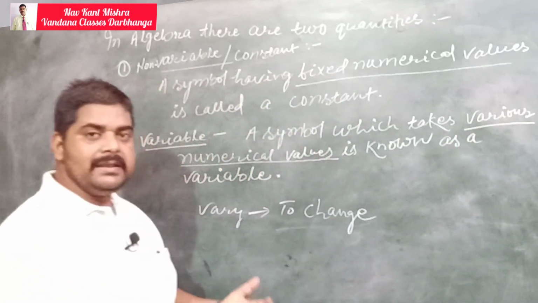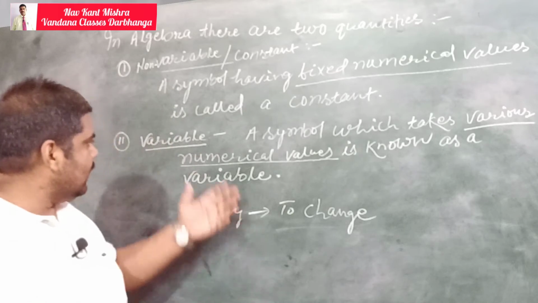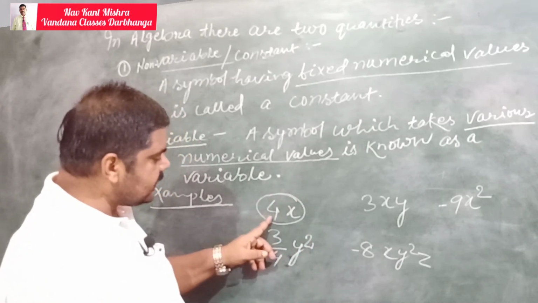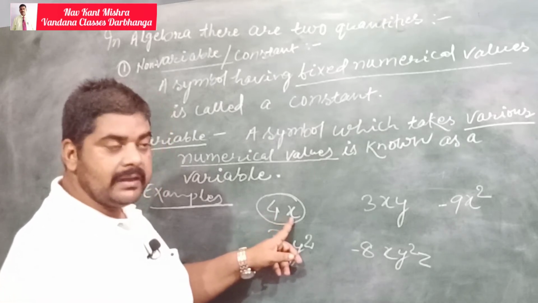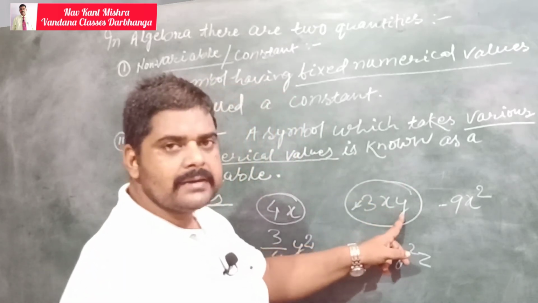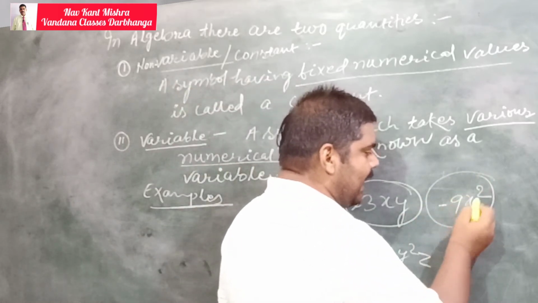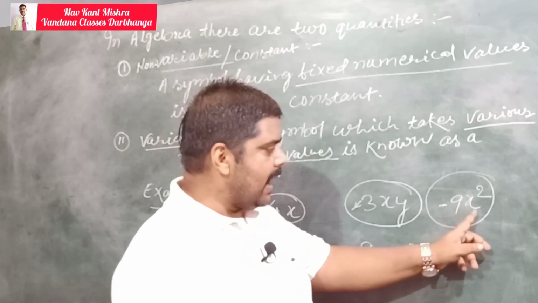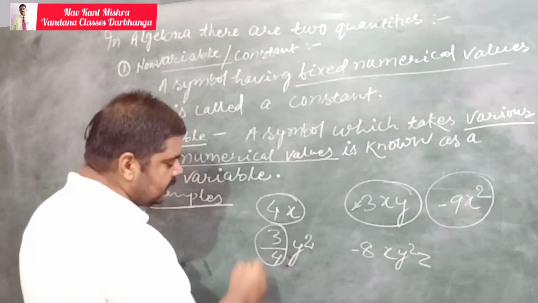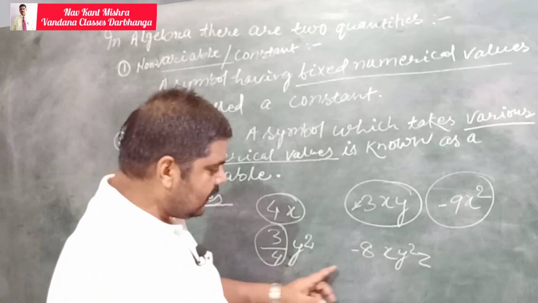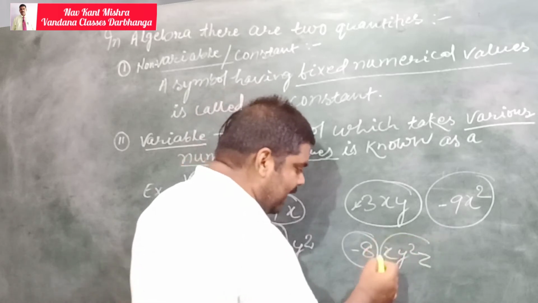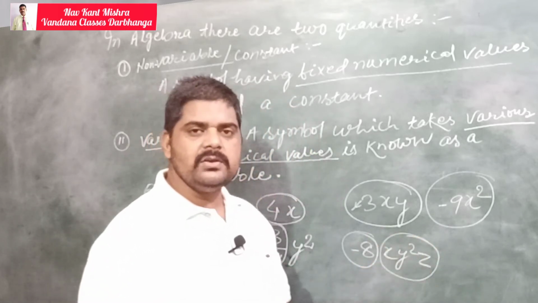Actually this is very important. Various means different numerical values, then it is known as variable. Regarding the examples, in the case of 4x, 4 is constant because it has a fixed numerical value, and x is variable. In the case of 3xy, 3 is constant and x and y are two variables. In the case of minus 9x squared, minus 9 is constant and x squared is variable. In the case of 3 upon 4 y squared, 3 upon 4 is constant and y squared is variable. And in the last example, minus 8x y squared z, minus 8 is constant and x, y squared, z are three different variables.